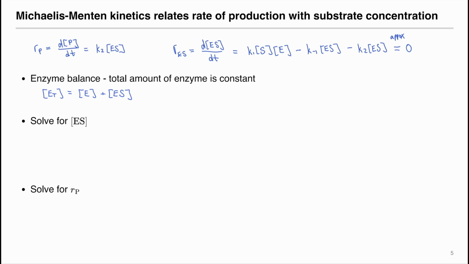From the enzyme balance, we can solve for E, which is equal to the total amount of enzyme minus the already occupied enzymes. And now we have written E in terms of a measurable quantity and a quantity that we're solving for. Now we can substitute the E into the equation and solve for E of S. So we have K1 S times E, and E has a component of total enzyme concentration minus E of S. And then the later part we'll just copy things.